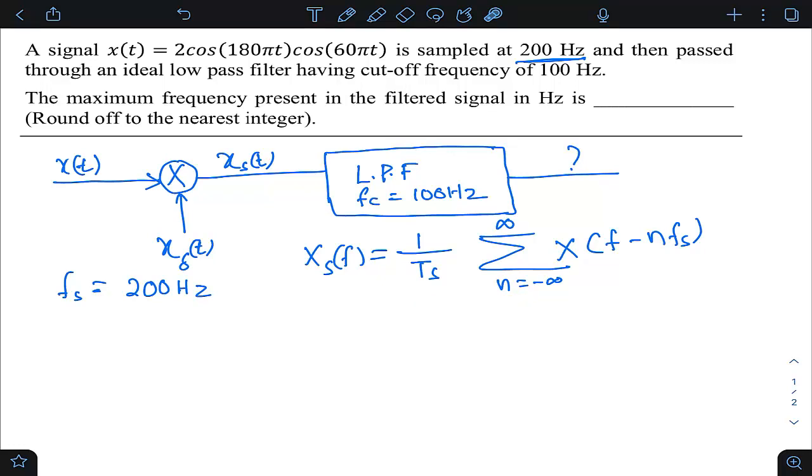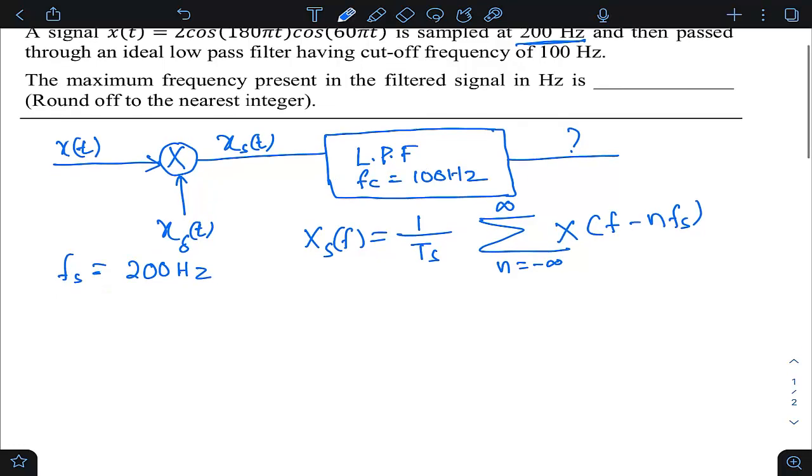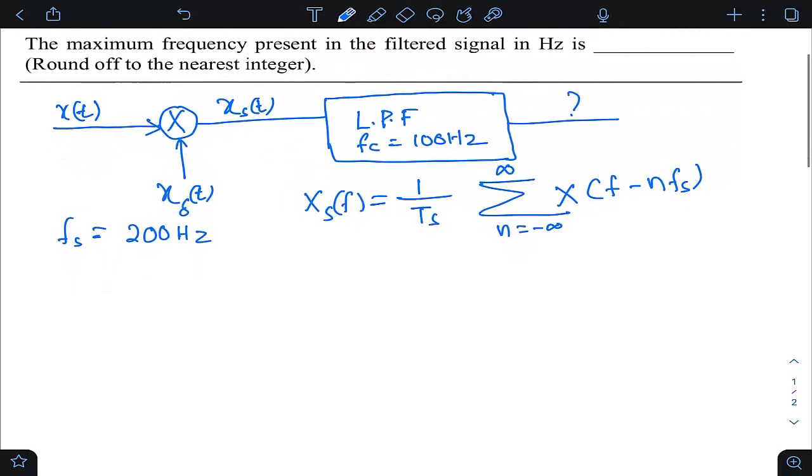So my idea is, by considering the signal x(t), I'll first find what frequency components are present in this signal. How will I get that? Using this expression. Once I know what frequency components are present here, since it's a low pass filter, I can easily figure out which part will be passed and which part will be blocked. So let us see what frequency components we have in x(t).